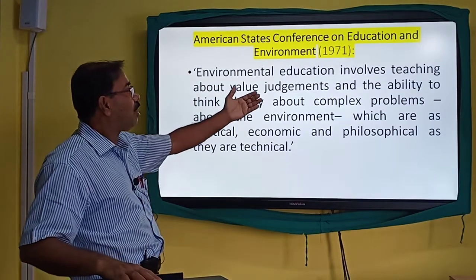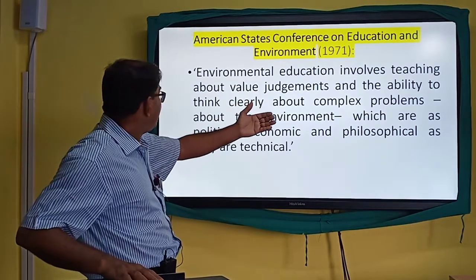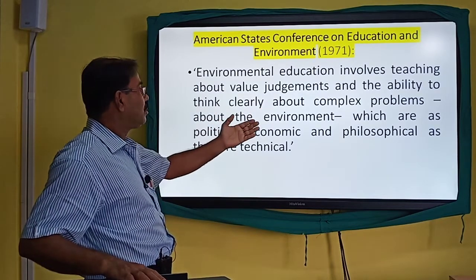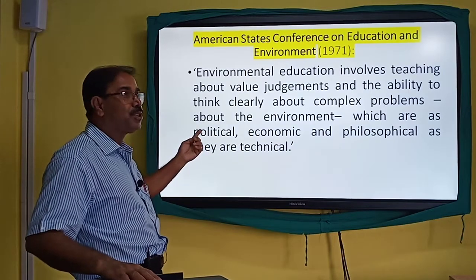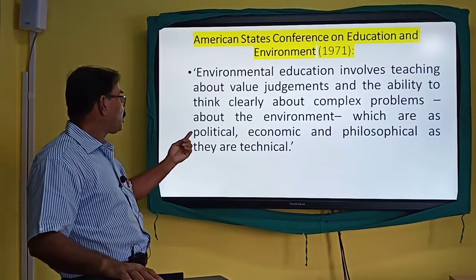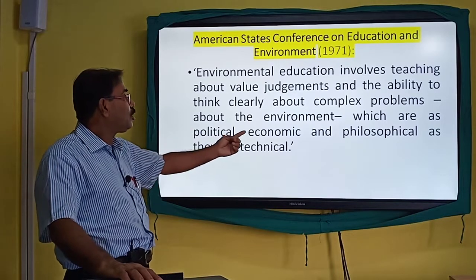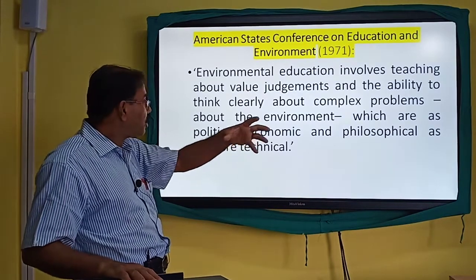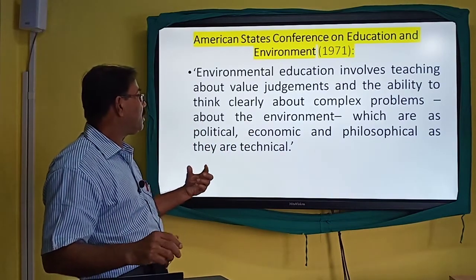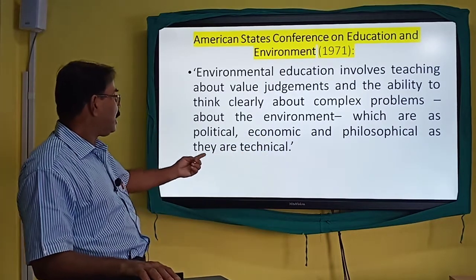Environmental education involves teaching about value judgments and the ability to think clearly about complex problems about the environment, which are political, because politics is so important, being the most important area of decision making, and economic. Why do we loot the resources of nature? Why do we put pressure on the resources of nature? Because economic transformations are as philosophical as they are technical.